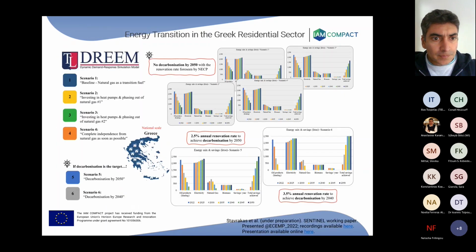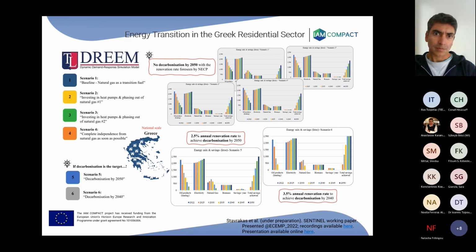The other one would be that we used it along with representatives from the Greek Ministry of Energy and Environment to simulate the energy transition in the whole Greek residential sector by 2050, under different scenarios, to also consider all the developments and discussions around natural gas. And what we saw is that if we would like to completely decarbonize the Greek residential sector by 2050, then we need to increase the annual renovation rate to 2.5% instead of 1.5%, which is the current rate based on the latest version of the National Energy and Climate Plan.